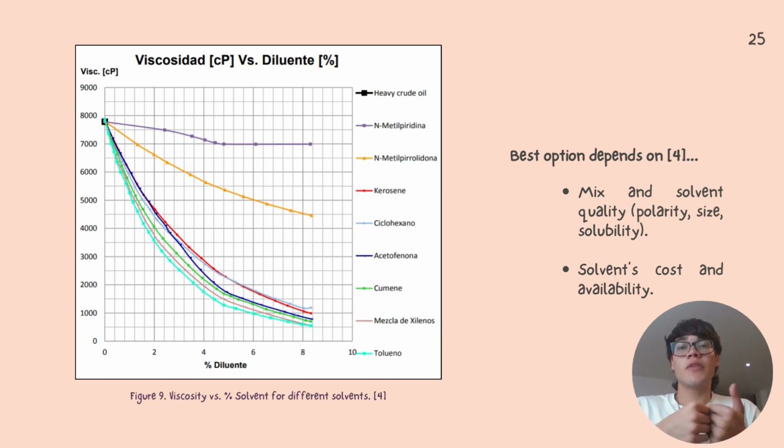We could conclude from the solvents in the practice that the best was toluene, but it is also the best one in the general oil industry, and we can see it here in the graphic for viscosity versus percentage of solvent. And the toluene is the one that reduces the viscosity of the oil the most.